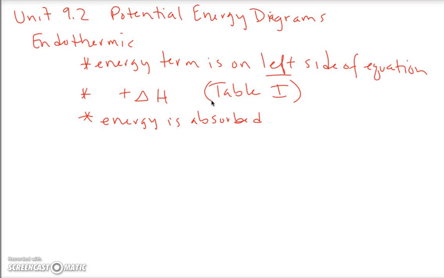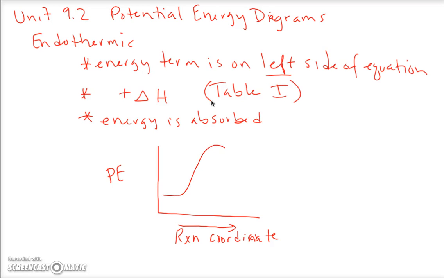All right, what does this look like on a potential energy diagram? First of all, you'll have potential energy on the y-axis, and you will have what is called the reaction coordinate on the x-axis. The reaction coordinate is really just showing that the progress of the reaction over time is going in that direction. There's basically this shape to an endothermic reaction. The first plateau is the potential energy of the reactants. The second plateau is the energy of the products.